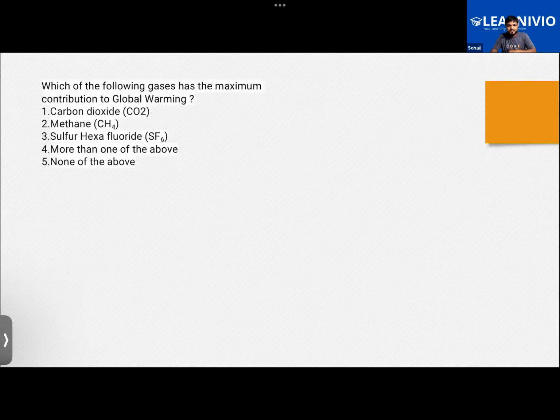Yes, that is correct, Khadija and Nandit. Of course, the answer to this question is simple. That is carbon dioxide. Yes, Chakrika, that is correct.